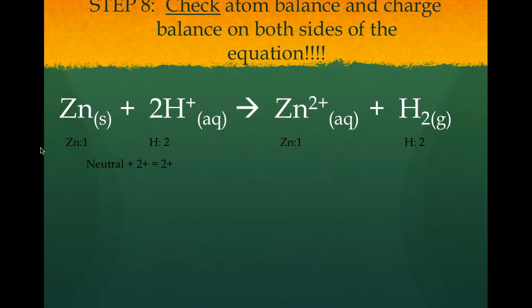So I have zinc, which is neutral, added to 2 H pluses, which gives me a 2 plus, which gives me an overall 2 plus on the reactant side. On the product side, I have zinc, which is a 2 plus, and hydrogen, which is neutral, which is also equal to a 2 plus. So as you can see, our charges are the same on both sides, which means we are balanced.